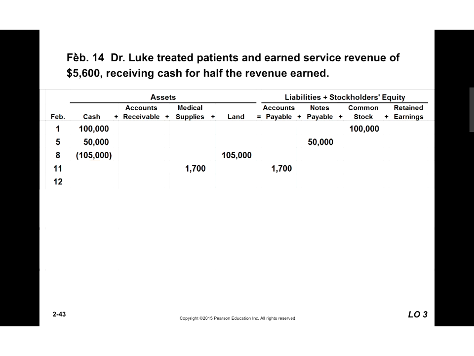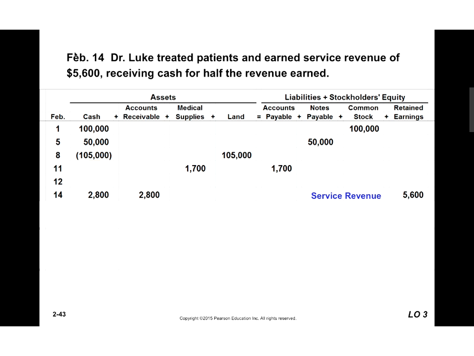So that part's done. We earned revenue. Now, how did that revenue come in? Did it come in cash or accounts receivable? Because revenue comes in one of two ways, either cash or accounts receivable. It says that we got cash for half of it. So half of $5,600 is $2,800. So we're going to have an increase to cash of $2,800. And then for the other $2,800, the patients are saying, we'll pay you. Sometimes they'll say, we'll bill you. That's going to go in accounts receivable.